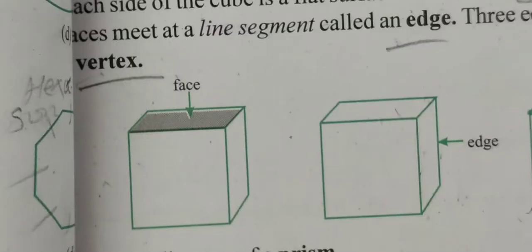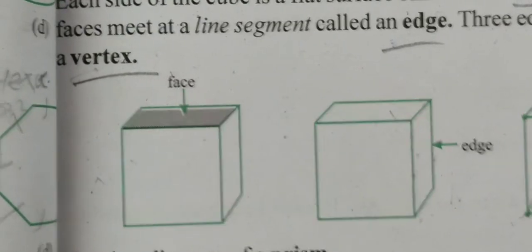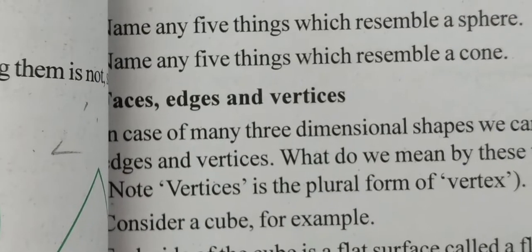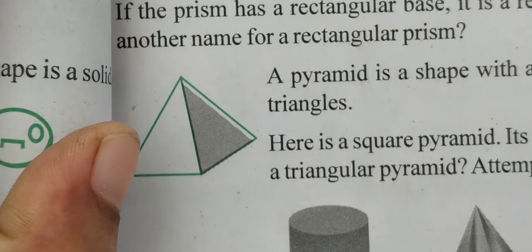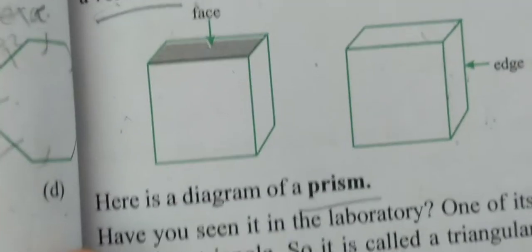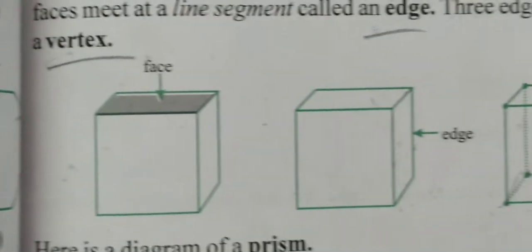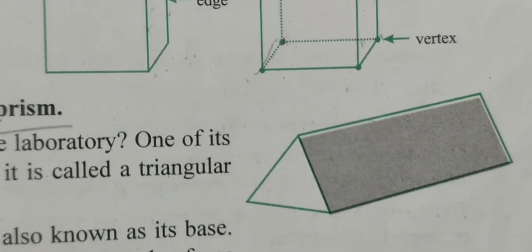Okay. Now we'll talk about the faces, edges and vertices of the given solid shapes. Clear? So now we are going to see how many faces a cuboid has, or a cube has, or a prism has. Let's start.